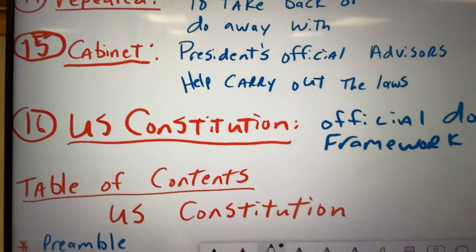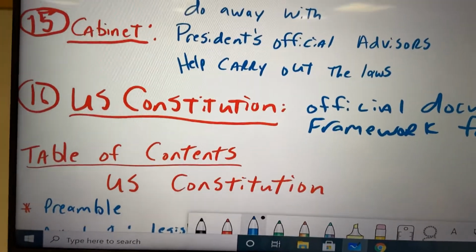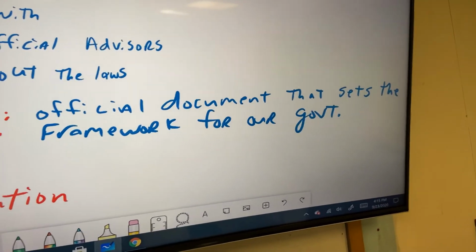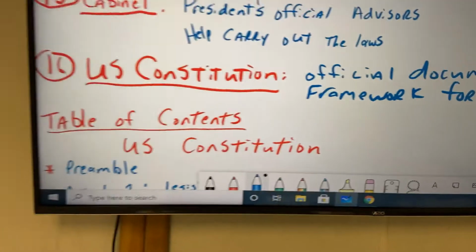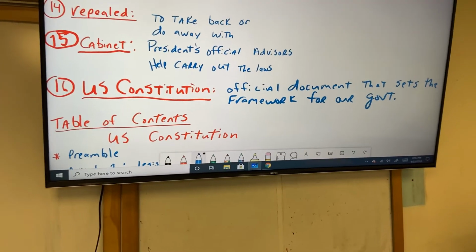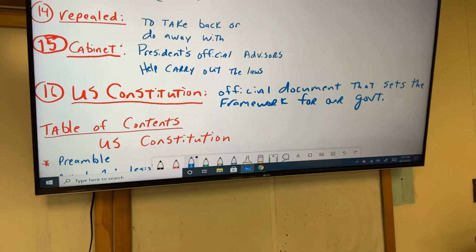I didn't add this to our content map at the beginning of the unit, but we have to know a definition for the U.S. Constitution. It's the official document that sets the framework for our government. It basically is the outline for how our government is going to be set up and how it's going to run. And it can be changed.